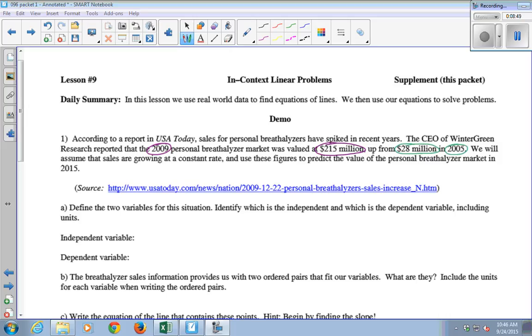Okay, so we're going to assume that sales are growing at a constant rate. Sales grow by the same amount each year. And we're going to use these figures to predict the value of the personal breathalyzer market right now in 2015.